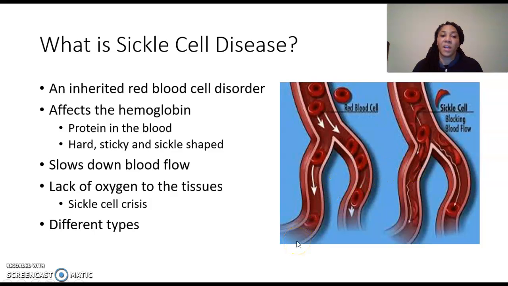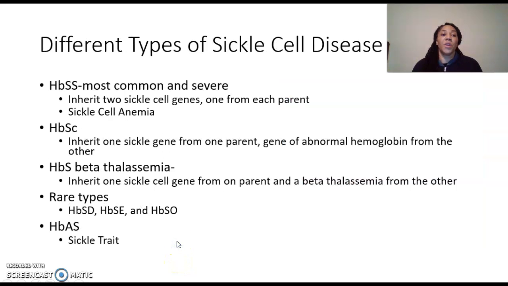Now, as I stated, that lack of oxygen to the tissue can sometimes create a sickle cell episode, which are episodes of pain. Now, there are different types of sickle cell anemia. There's HBSS, which is the most common and most severe. It's inherited when you have two sickle cell genes. That means you have one from each parent. That's called sickle cell anemia.